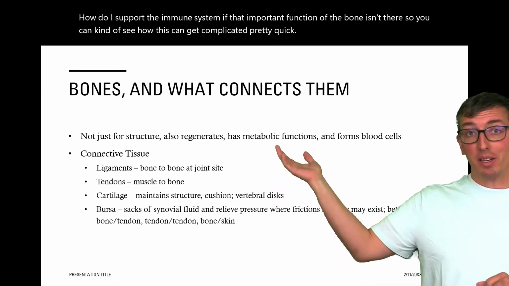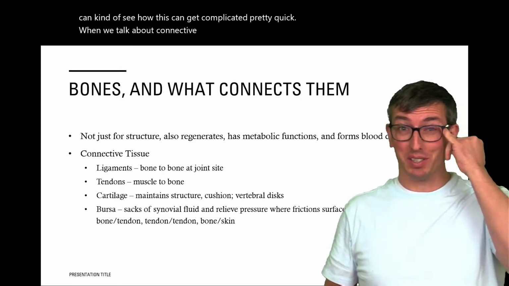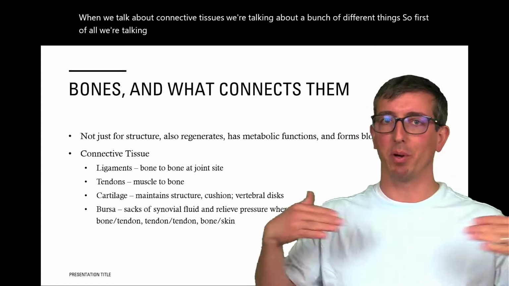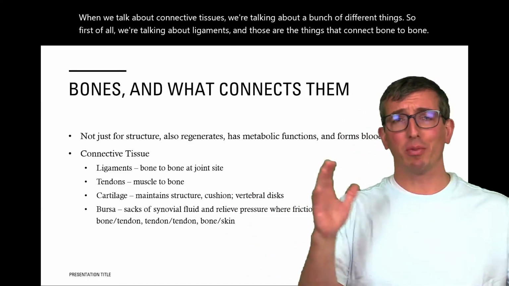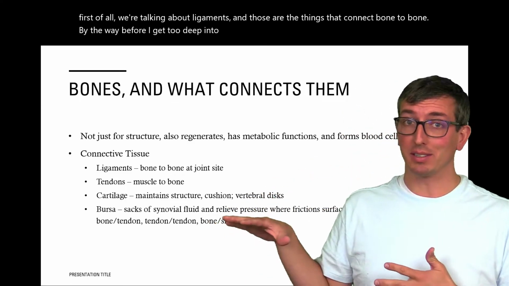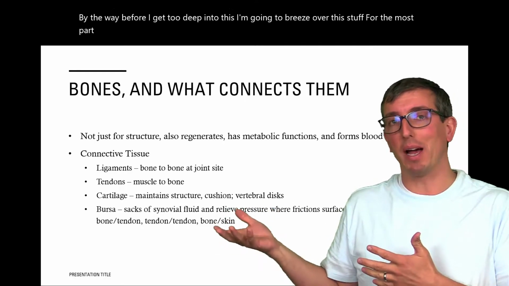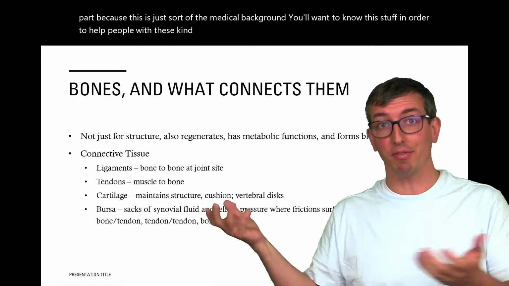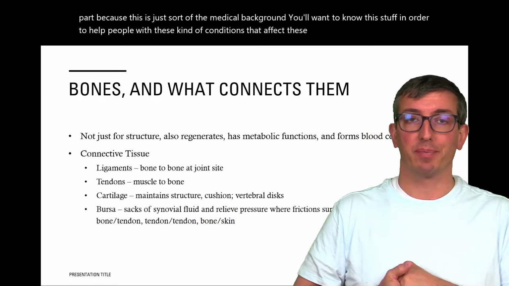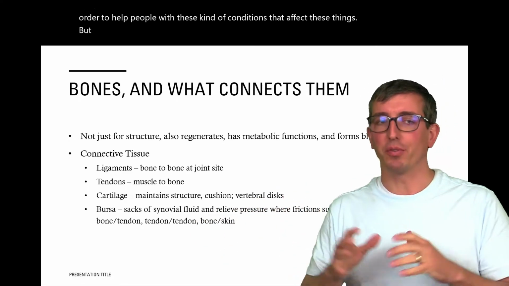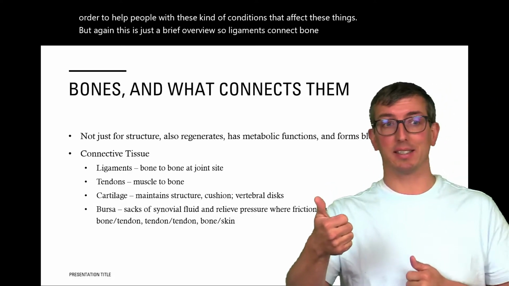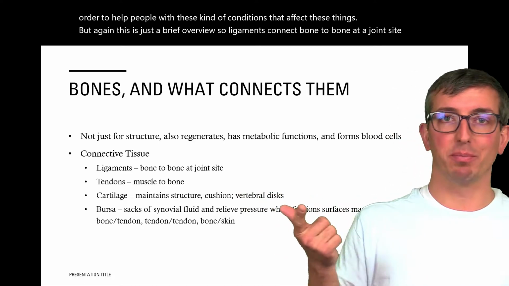When we talk about connective tissues, we're talking about a bunch of different things. First of all, ligaments, and those are the things that connect bone to bone. By the way, I'm going to breeze over this stuff for the most part, because this is just the medical background. You'll want to know this stuff in order to help people with conditions that affect these things, but this is just a brief overview. So ligaments connect bone to bone at a joint site. Tendons connect muscle to bone.